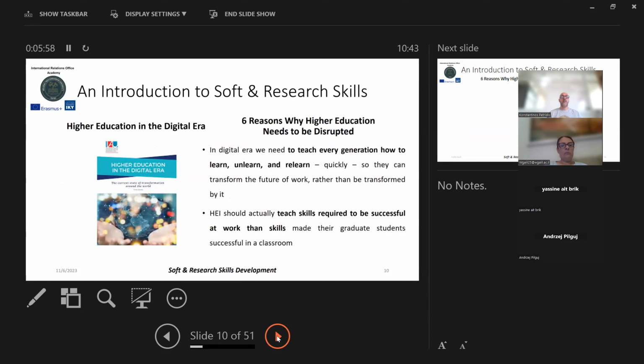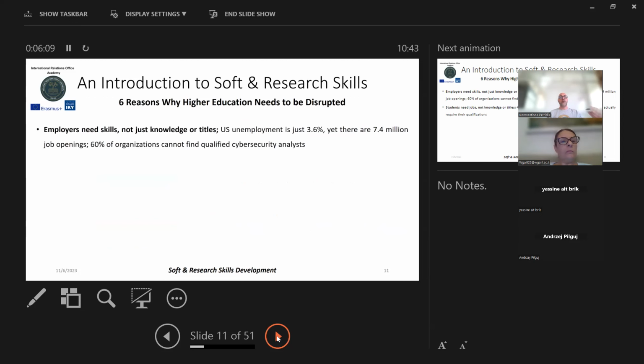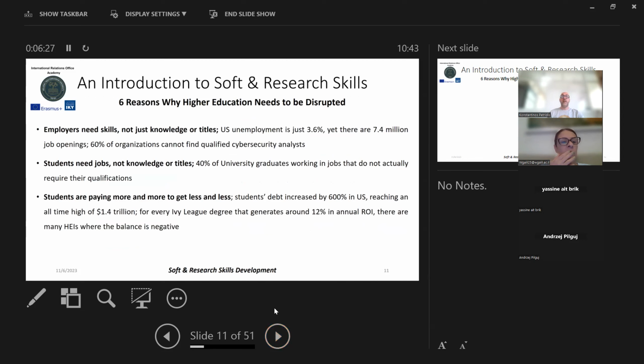And we should teach the skills for our graduate students to be successful at their work. And this is not only technical competencies, obviously. So the disruptive things that we should address as universities is to match the need analysis of what the employers are looking for. The students need jobs and not just knowledge or titles. What they are asking all the time is that the investment they made satisfies their employability rates, in order to have a good job.